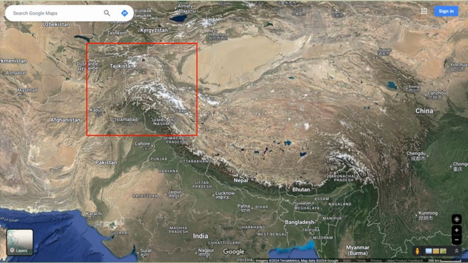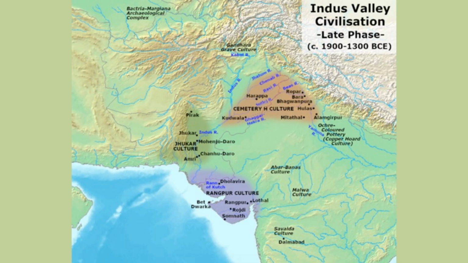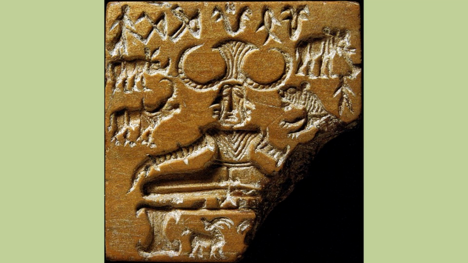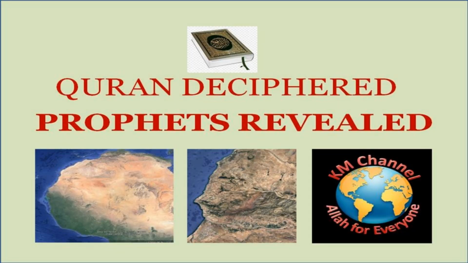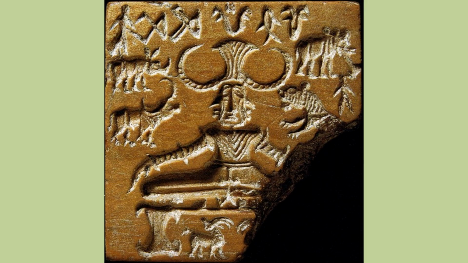This could be the major hub of the civilization before the Indus Valley civilization in this area, as a seal belonging to the Indus Valley civilization contains the details of empire of Prophet Ranganatha. This is the image of the Prophet Vishnu, who is none other than the Prophet Dhulkarnain, as shown in my previous presentation, Prophets Revealed. In fact, this is the image of Prophet Ranganatha, who is none other than the Prophet Dhulkarnain. In fact, this seal is a map showing the extent of Prophet Ranganatha's empire.